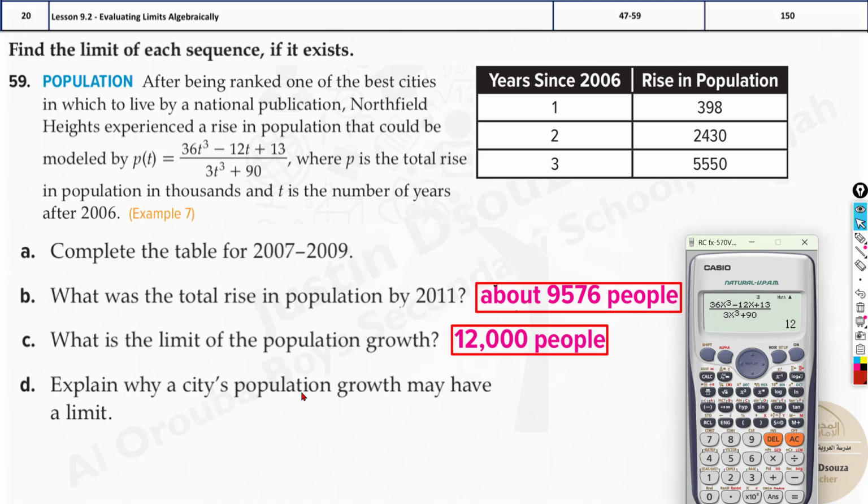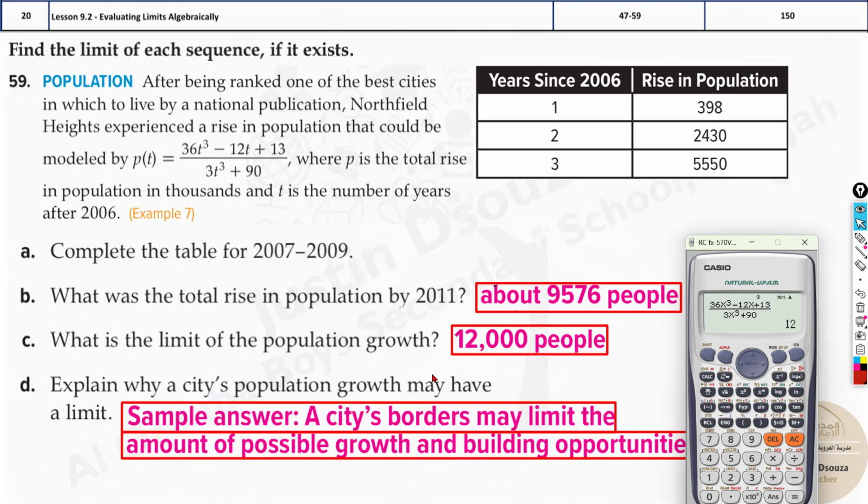Explain why the city population growth may have a limit. Let's see, there are various reasons, right? Because a city can hold only a certain number of people. So the equation over here will generally be based on those factors. When you find these equations, generally they take a lot of factors into consideration: the environment, the growth, the economy, the school, the infrastructure, everything, and then they make these equations. So they are more practical equations. And therefore, there are lots of constraining factors which will restrict the population.